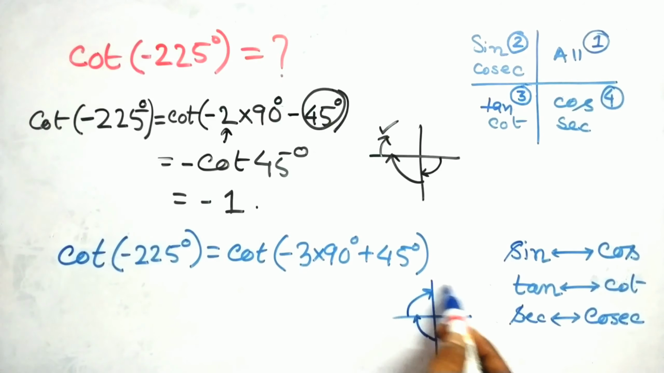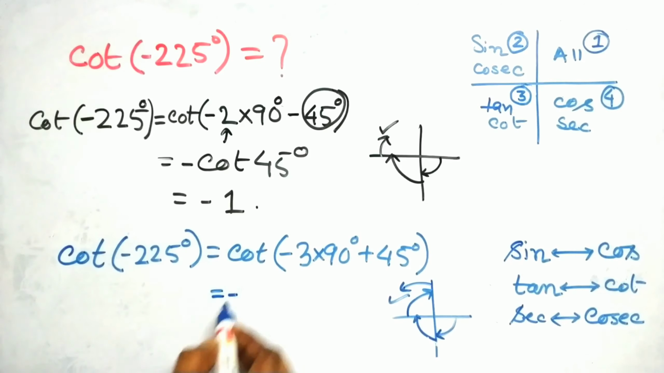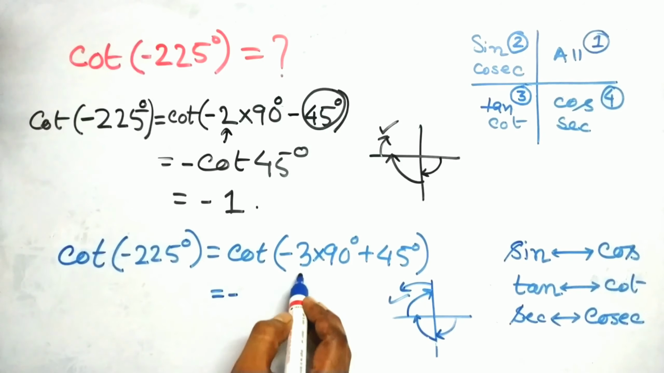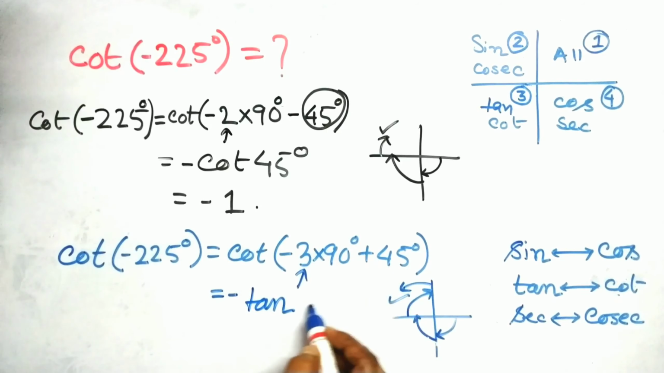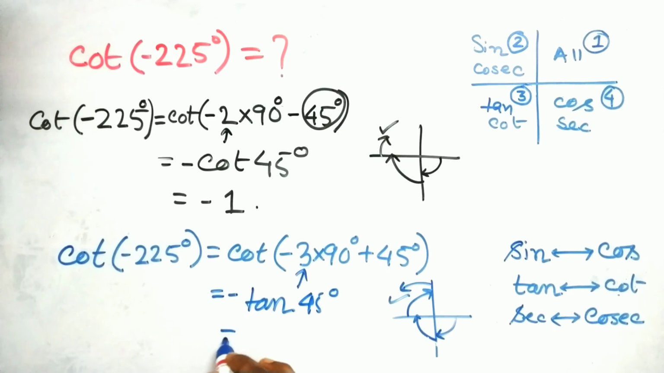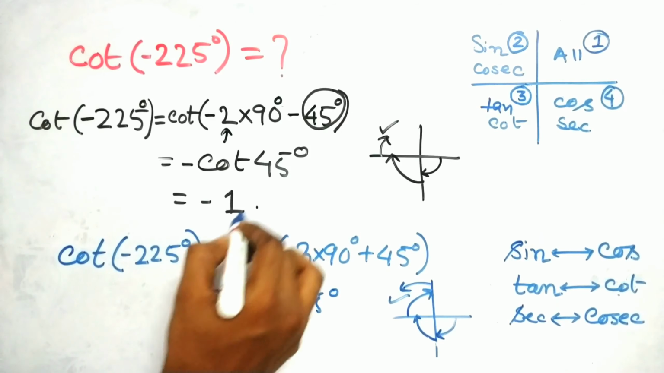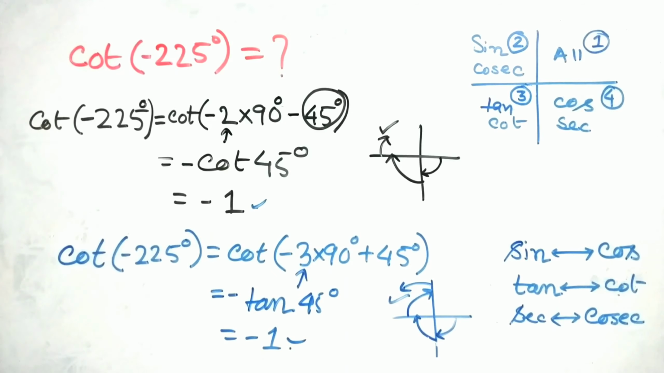So we will not go to this direction. We will go to this direction because it is positive, and positive means anti-clockwise. So it is showing that it is in the second quadrant. So that is why we will keep a negative sign in front, and since it is odd multiplier of 90, we have to write tan for cot, and it is 45, so we will write 45 degree. So it is nothing but minus 1, and in both the cases the answer is the same.